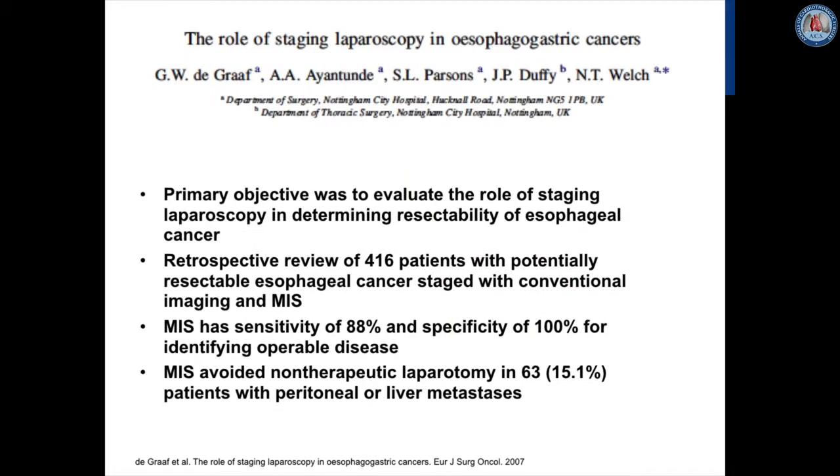The largest investigation in this area occurred in 2007 when DeGraff and colleagues retrospectively reviewed the records of 416 patients with esophageal cancer referred to their center over a 7-year period. They found that minimally invasive surgical staging had a sensitivity of 88% and specificity of 100% in the identification of operable disease. Moreover, the addition of MIS was able to avoid non-therapeutic laparotomy in 63 patients who actually had peritoneal or liver metastases.